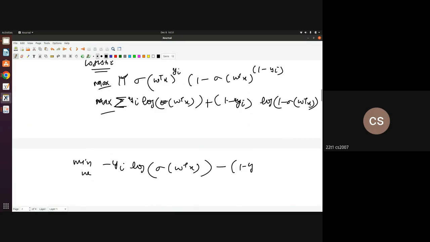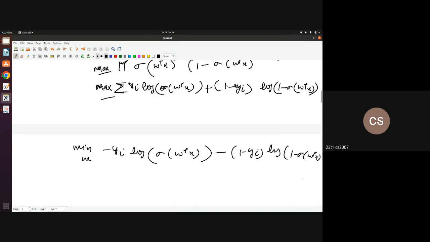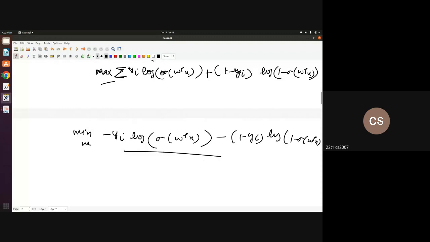Minus 1 minus y you can write, or plus yi minus 1, and then the rest remains the same. So what I want to tell you is this is a loss function that we are trying to minimize in logistic regression. And when yi is equal to 1, what happens? This whole term becomes 0, right? When yi is equal to 1, this whole term becomes 0. So we have this loss. Similarly, when yi is equal to 0, this whole thing becomes 0, and we have this term, right?